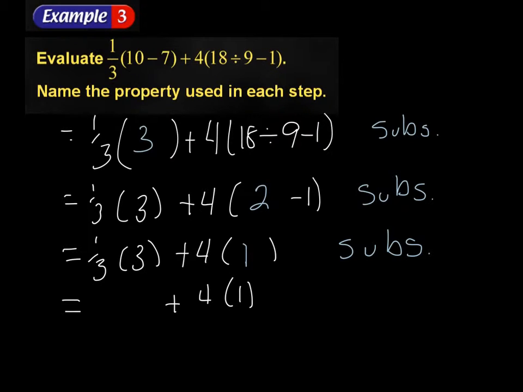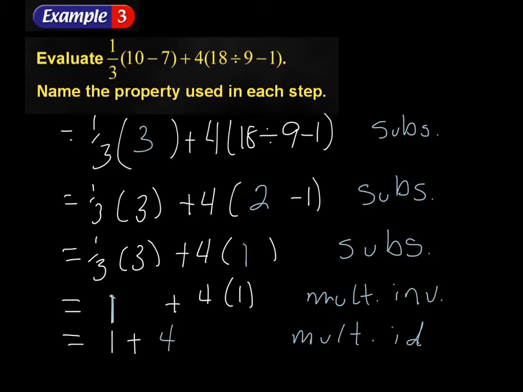Now, 1/3 times 3 is 1. That is one of our special properties. That is multiplicative inverse. I abbreviate that mult-inv. And then we can multiply 4 times 1 is 4, and that's multiplicative identity. Anything times 1 is itself. So I abbreviate that mult-id.